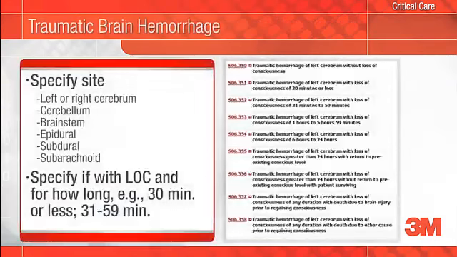Unique ICD-10 codes are reported for traumatic brain hemorrhage of the sites you see here when you include this information in your notes. Additionally, you have the capability to report any associated loss of consciousness and how long it lasted. For example, one code is reported for loss of consciousness up to 30 minutes, a different code is reported for up to 59 minutes, and so forth. So include this information in the patient record.